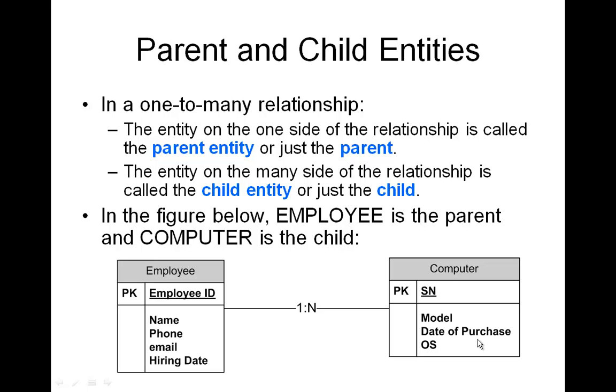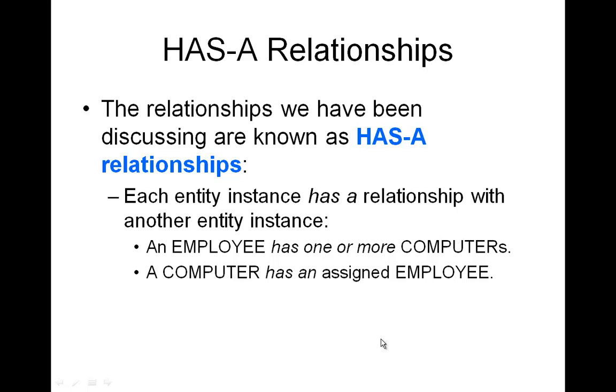Another relation that we can identify is the "has a" relationship. In this case, each entity instance has a relationship with another entity instance. And we can say that an employee has one or more computers. So either can be identified, or we can say it as parent-child, or has a relationship. Parent-child relationship, or has a relationship.